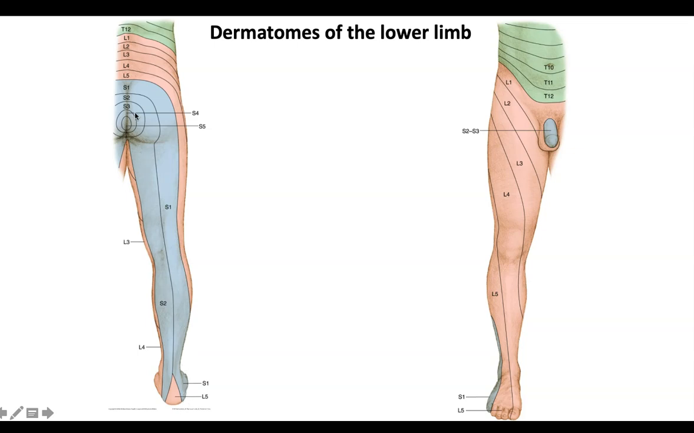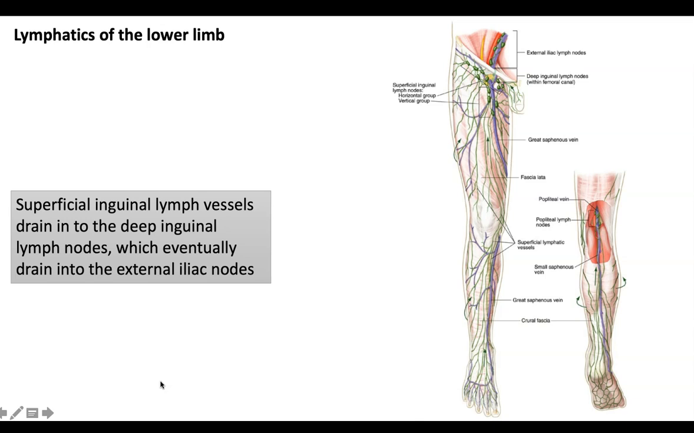And the S2 is the medial side of the thigh, medial side of the leg, and medial side of the foot. And see, in the heel region, this is the L5. And the most medial part of the leg and the foot is by the L4. So these are the dermatomes of the lower limb.